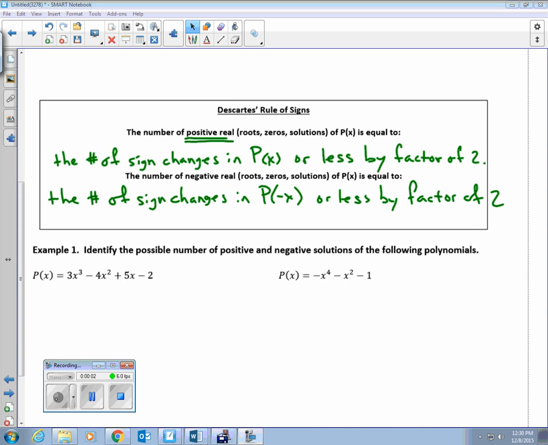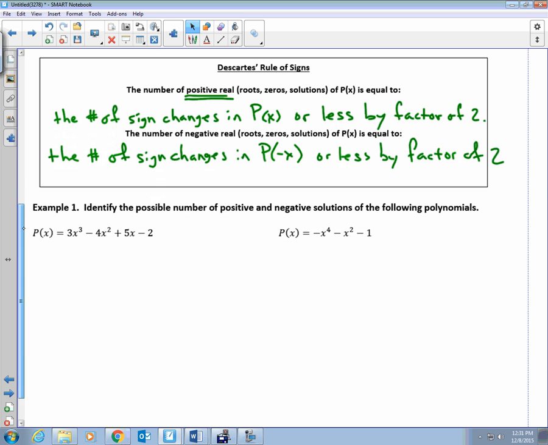So one thing that Descartes came up with is his rule of signs, and it says as follows: the number of positive real, so let's think about what that includes. Does positive real include imaginary? No. Does positive real include the square root of 2? Yes, square root of 2 is a real number, it's positive. Does positive real include 5? Does it include 9/4? Yes, it just doesn't include imaginary numbers.